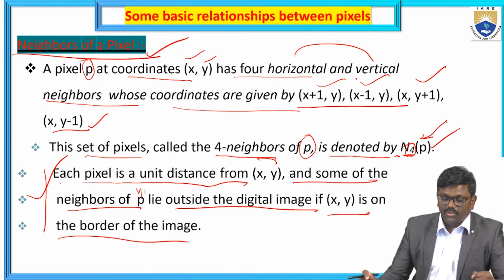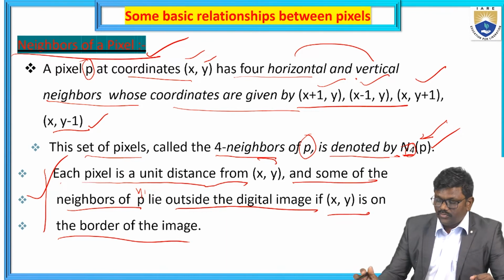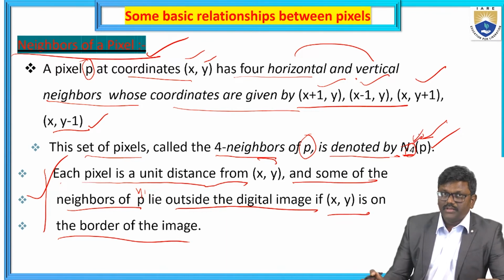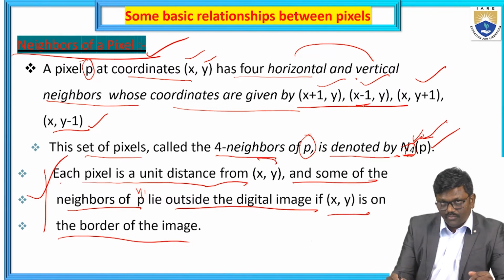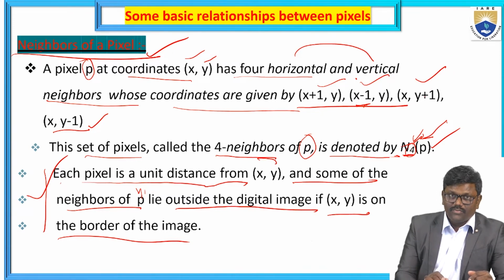What is that? Is it coordinate based? Okay, so what is this 4? 4 is the 4 sides of an image. So first positive means x plus 1 comma y. The second one is x minus 1 comma y, then x comma y plus 1, and x comma y minus 1.